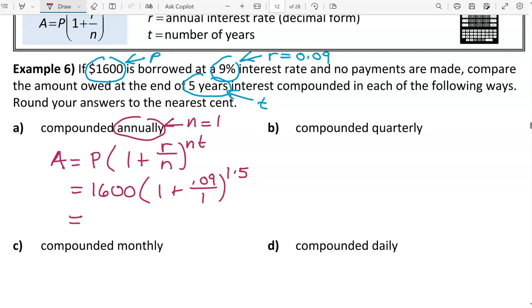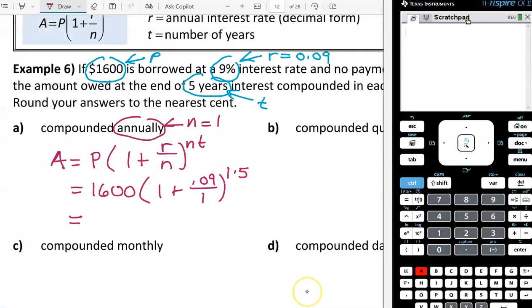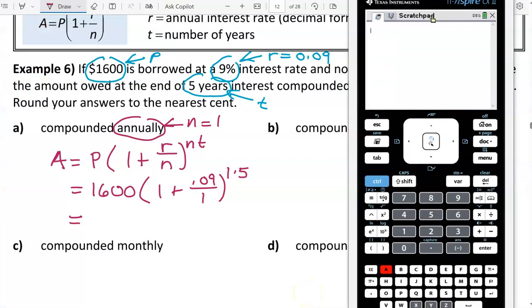From here, I'm going to let my calculator do all the computations for me. So don't do your calculation piecemeal. Do it all at once on your graphing calculator. And just enter it in exactly as you see it. So 1600, open parentheses, so that'll be implied multiplication there. Inside the parentheses, 1 plus 0.09 divided by 1.